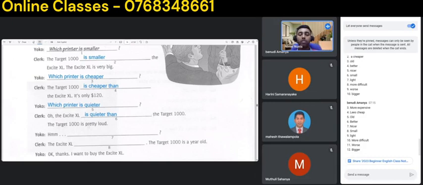The Target 1000 is pretty loud. Okay, so that is very loud. So because of that, we can write the sentence in this way: the Excite XL is quieter than the Target 1000.